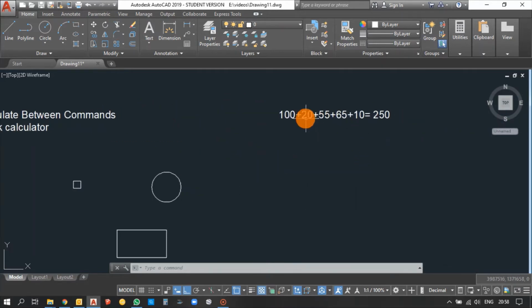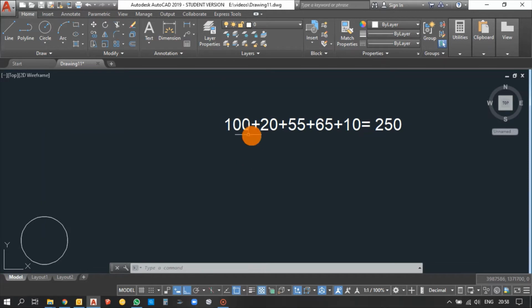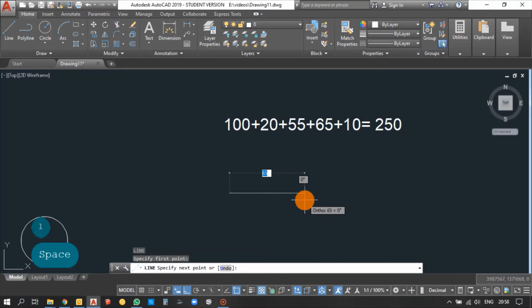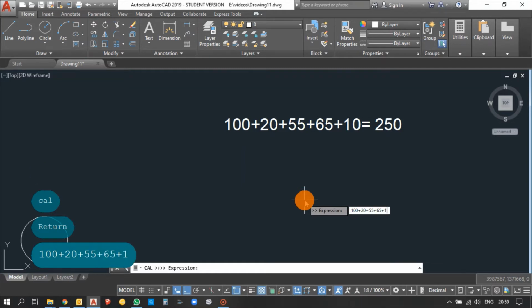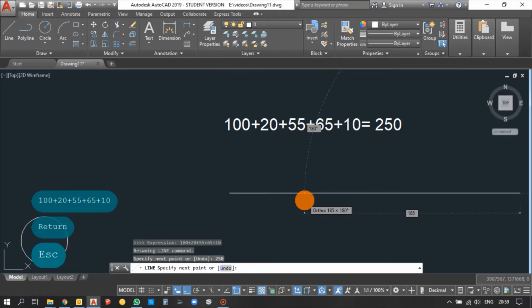For example, you have to draw a line with 100, 20, 55, 65 and 10, and it totally comes to 250, right? So instead of calculating before drawing a line, use the line command and specify the first point. Instead of giving the length, just use a colon, type cal and enter. It will ask for an expression. Type 100 plus 20 plus 55 plus 65 plus 10 and press enter. Your line is drawn now.